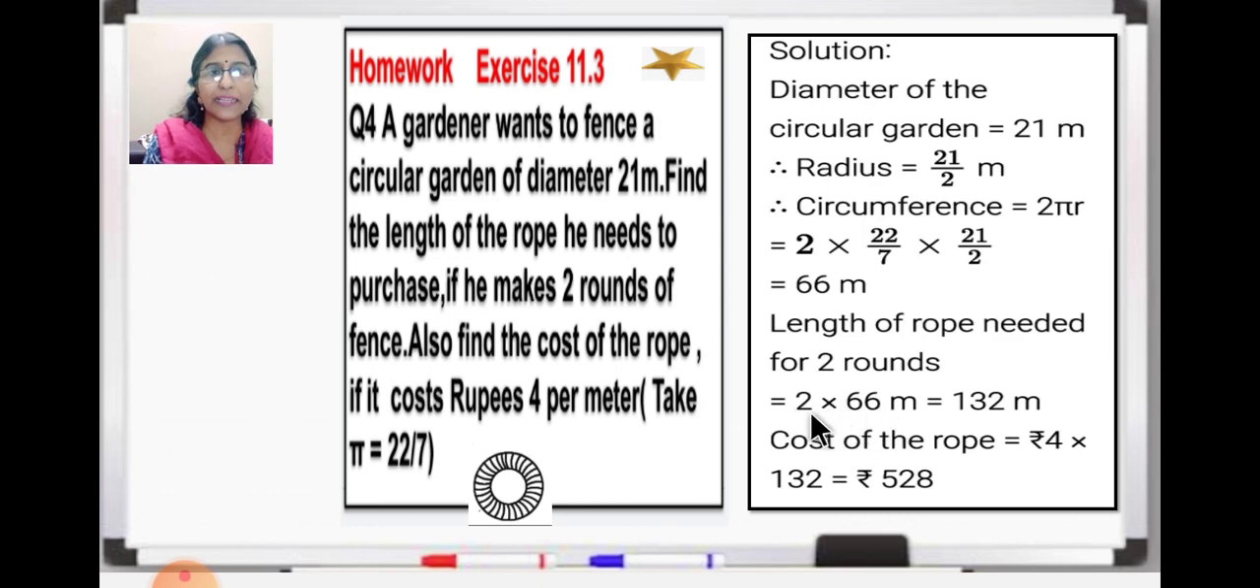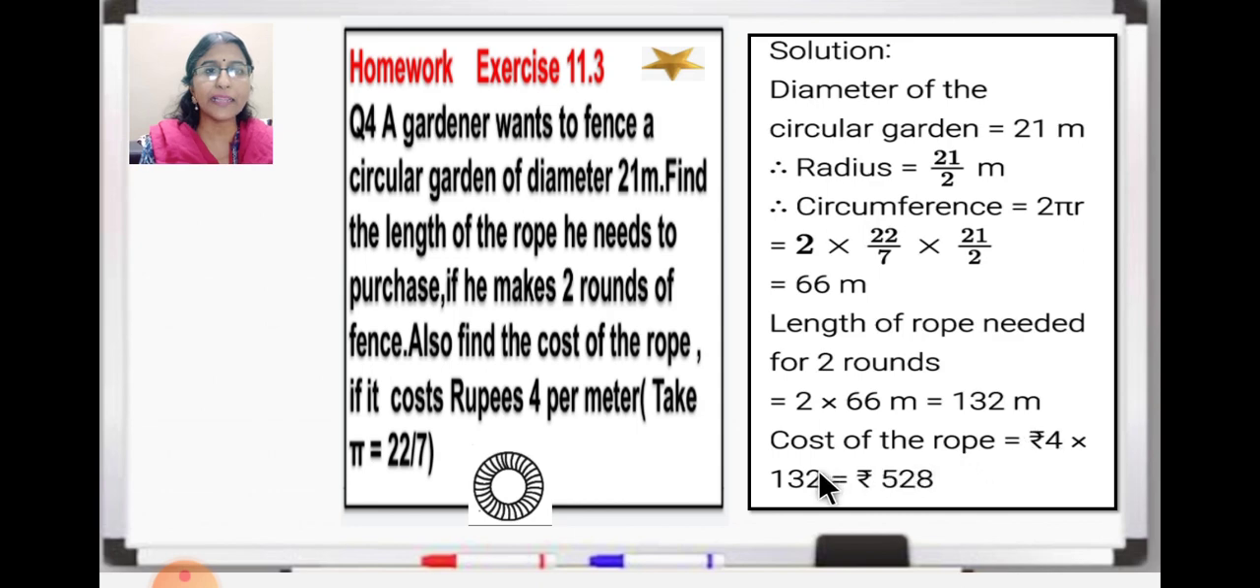So when you multiply these two numbers, you will get 132 meter. Now there is another part. If it costs rupees 4 per meter, that means you have to find out the cost for 132 meter of rope. So how will you do it? The cost of the rope will be rupees 4, as 1 meter is rupees 4. So 4 into 132. So 4 will be multiplied by 132.